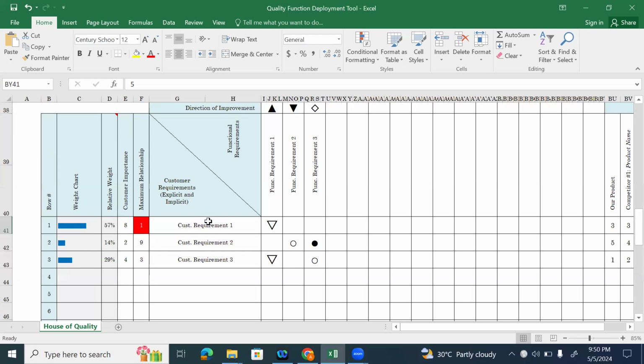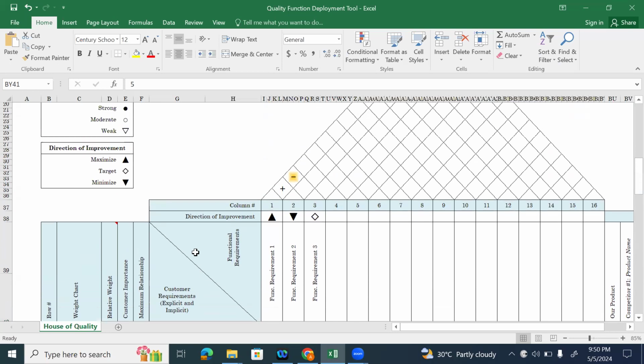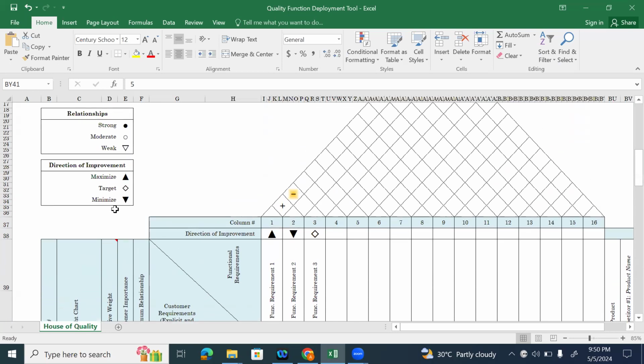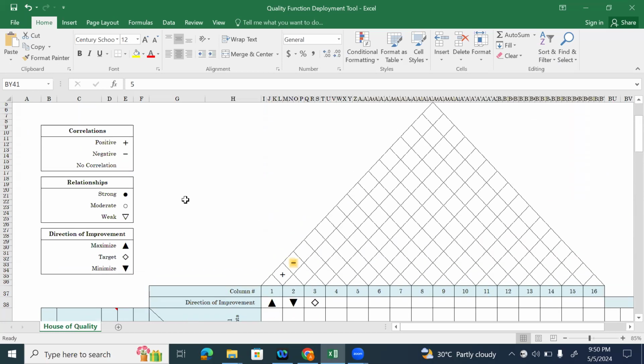Say for example, customer requirement one will have 57% weight, customer requirement two will have 40% weight, and customer requirement three will have 29% weight. So you have to relatively look into the weight of the individual requirement, and you should always look for either maximizing a requirement or minimizing the requirement or achieving the target. And we also have the important thing, correlations and also the relationship. So the tick dot indicates strong, the circle indicates moderate, and the inverted triangle indicates weak.